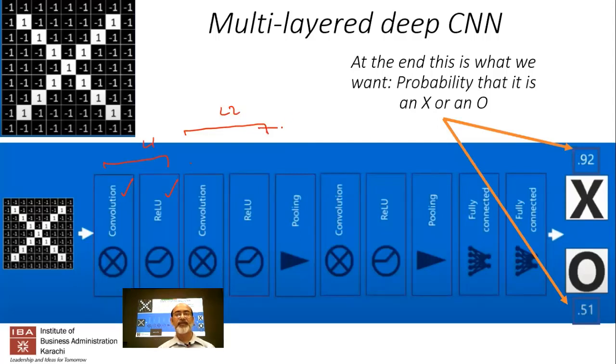In fact, this layer is going to go all the way up till here. It's also going to use a max pooling at the end because we want to make the image a little smaller. Then we're going to have another layer which is going to be convolution, ReLU, and pooling. So this is going to be the third layer of the deep neural network.